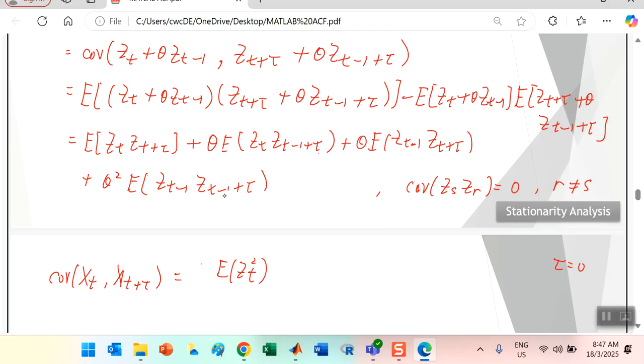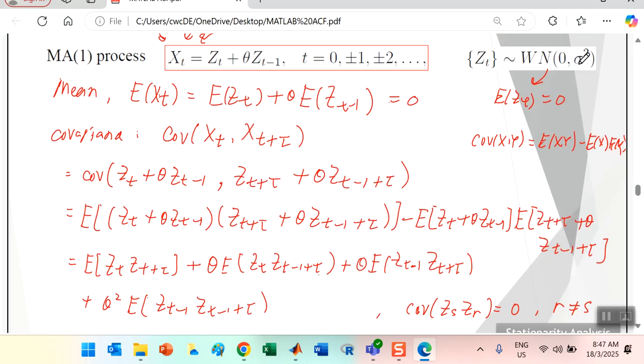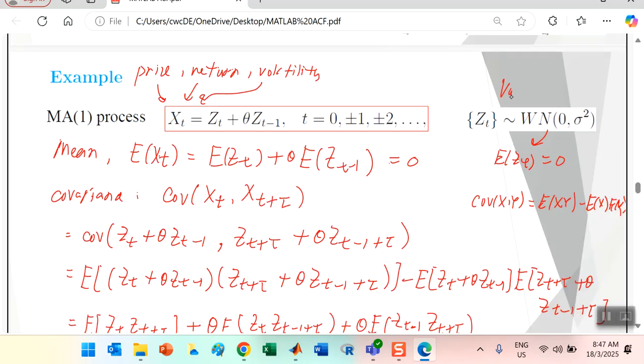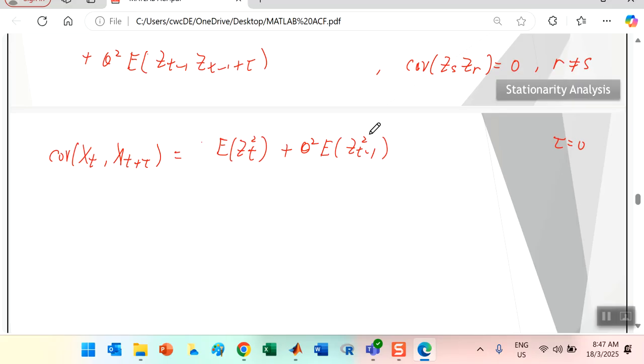The last term, zt minus 1, zt minus 1, gives plus theta squared E of zt minus 1 squared. We know that zt has variance sigma squared, and because E of zt is 0, this will give us sigma squared plus theta squared sigma squared. So in short, this will be 1 plus theta squared, times sigma squared.